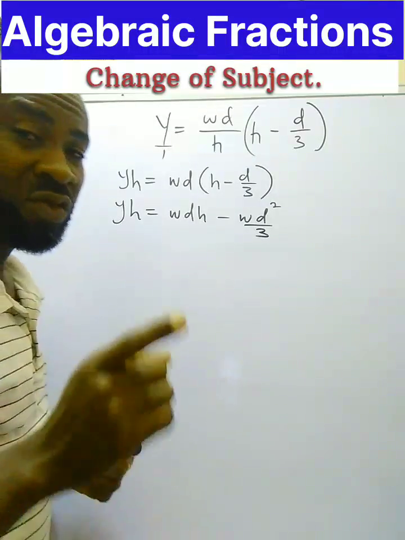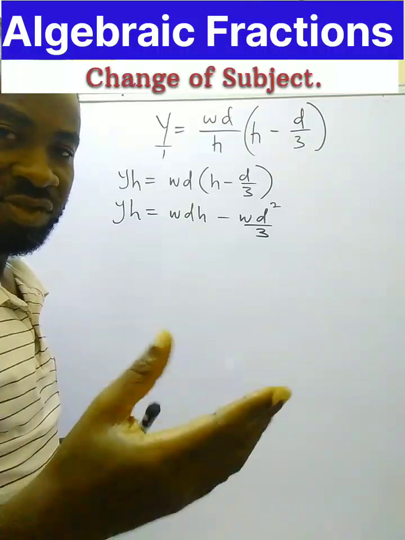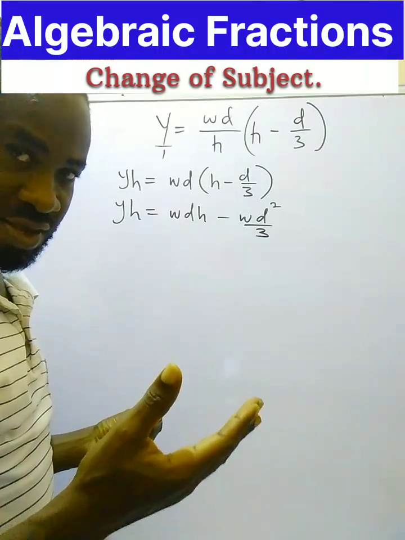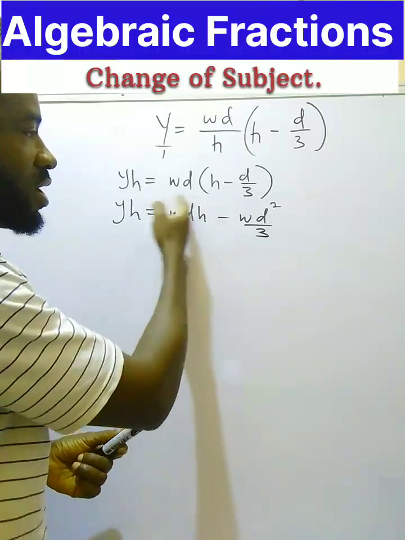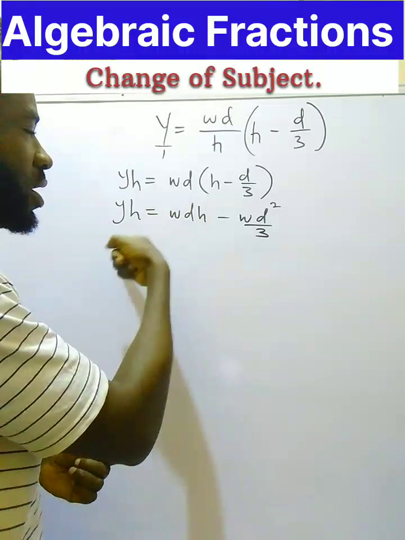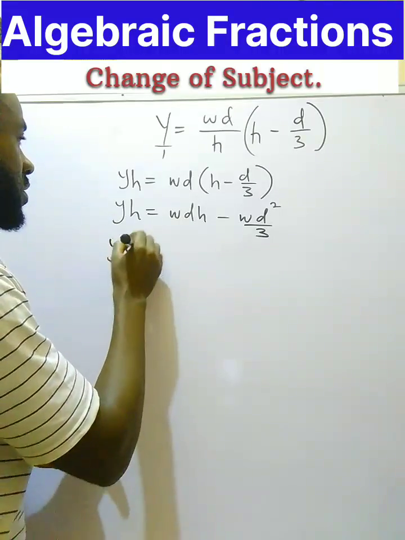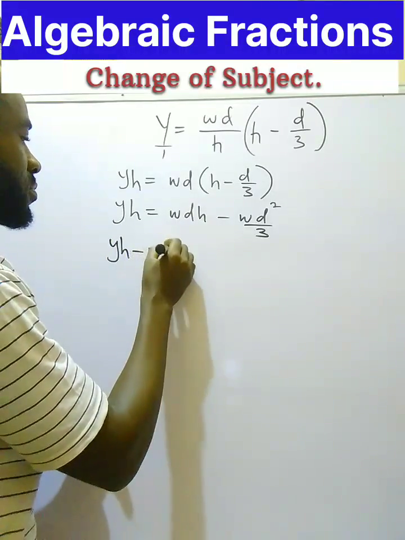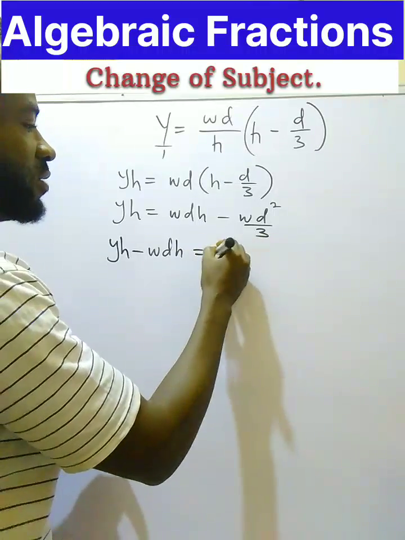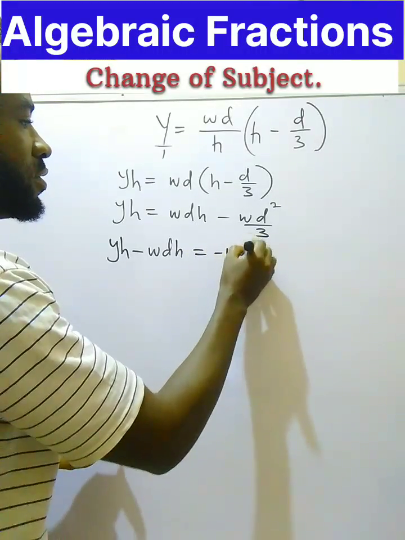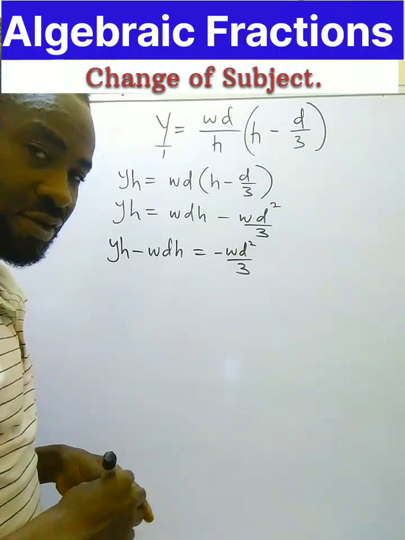next, remember we are looking for h, so our aim will be to make the h terms come together. So which means I'm going to bring this term here, because it has h, I'll bring it down to the left hand side, so that as it comes here, it becomes minus wdh, so that I'm left with minus wd square over 3. Can you see that?